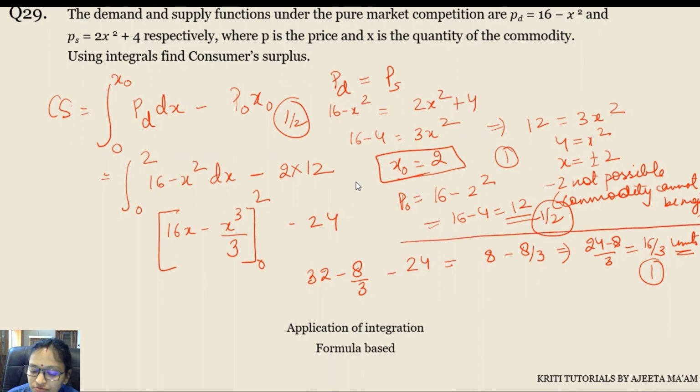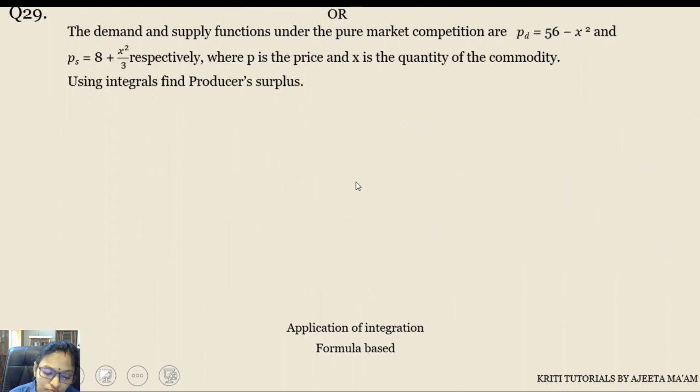First we find the equilibrium price and equilibrium commodity, right? And then after that we use the formula of consumer surplus and integrate it. Just simply use the formula, nothing else. Now, there was an internal choice in this question, so we take that up here. The next was the same question from the same topic, but it was producer surplus. That was the only difference. So half of the steps will be the same. It's an application of integration again, and again formula based.